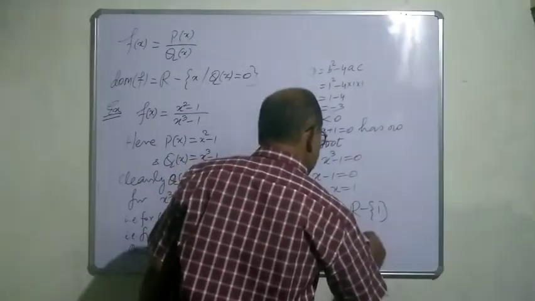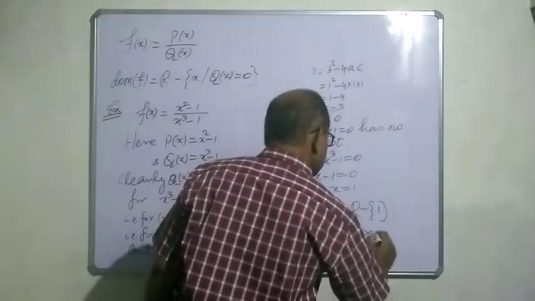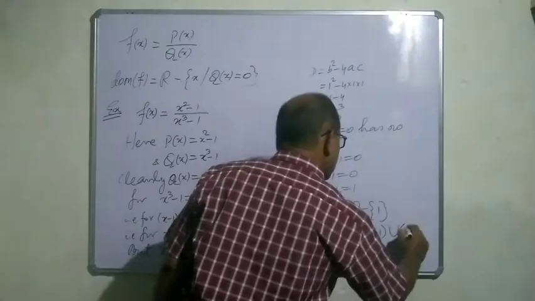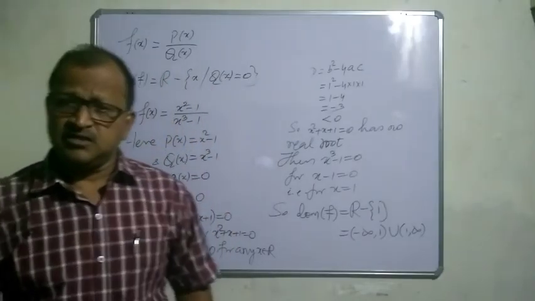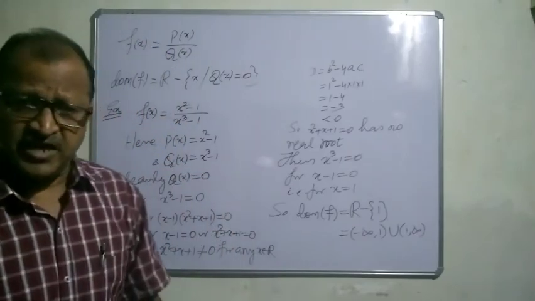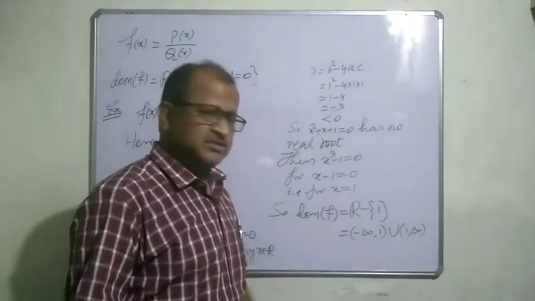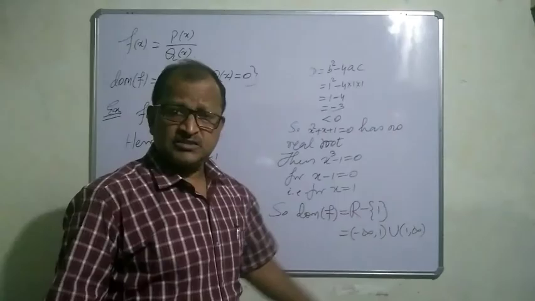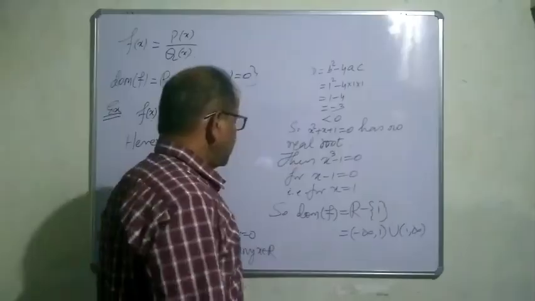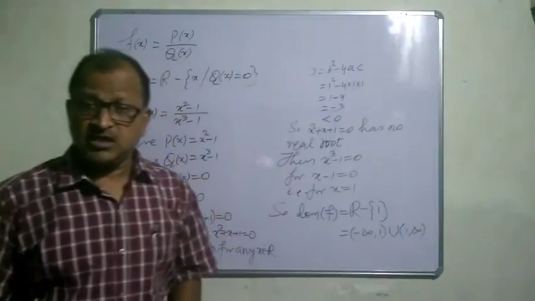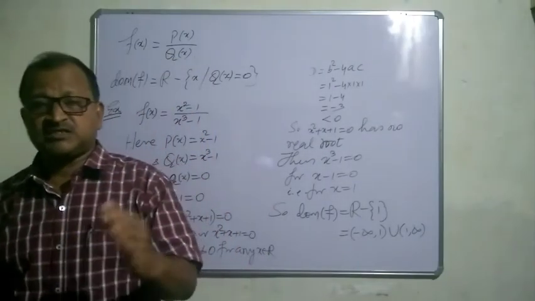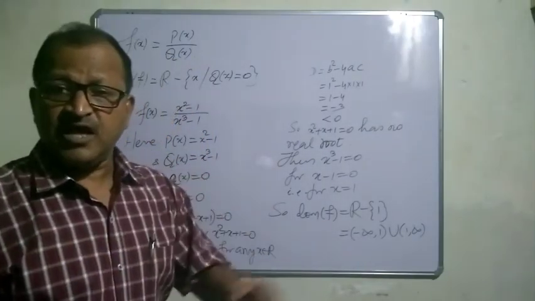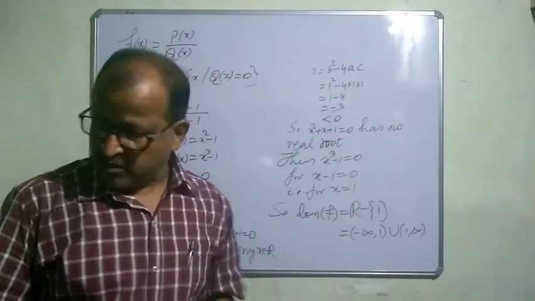You can write it also like this, minus infinity to 1 union 1 to infinity. You can also write in this form, ray minus infinity to 1, this is a ray, and 1 to infinity, this is another ray. Okay, this is the domain of your rational function. In this way you form different rational functions and find their natural domain.